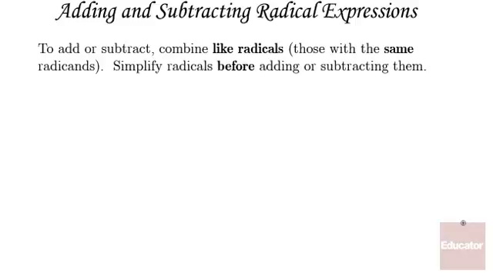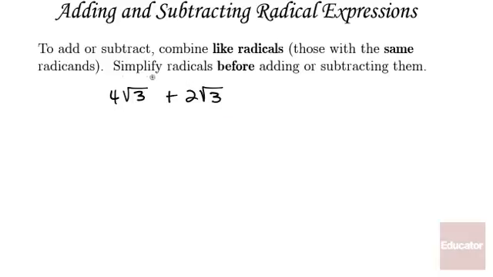It's actually very straightforward. In order to add or subtract, combine like radicals. It's important to understand this definition. Like radicals are those with the same radicands. For example, 4 square root of 3 plus 2 square root of 3. The radicand here is 3, and here it's 3. So whatever's under the radical sign we call the radicand, and if those are the same, you can add.